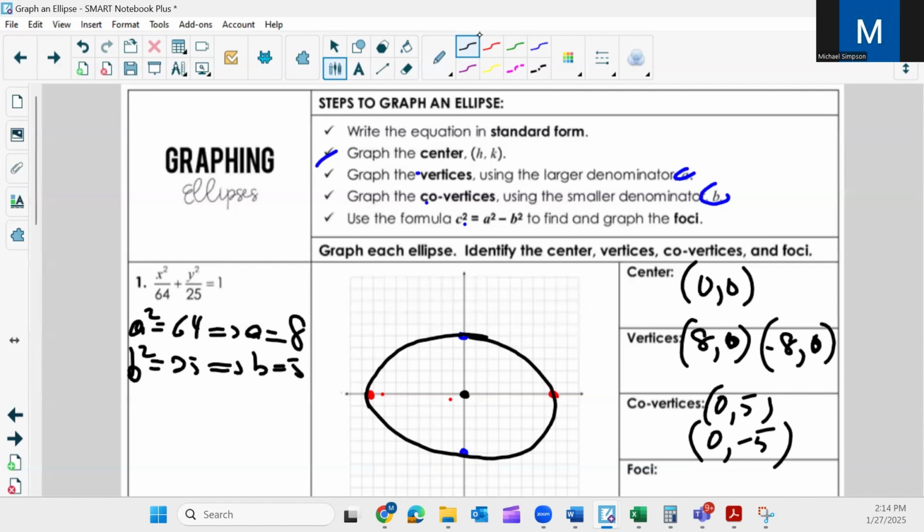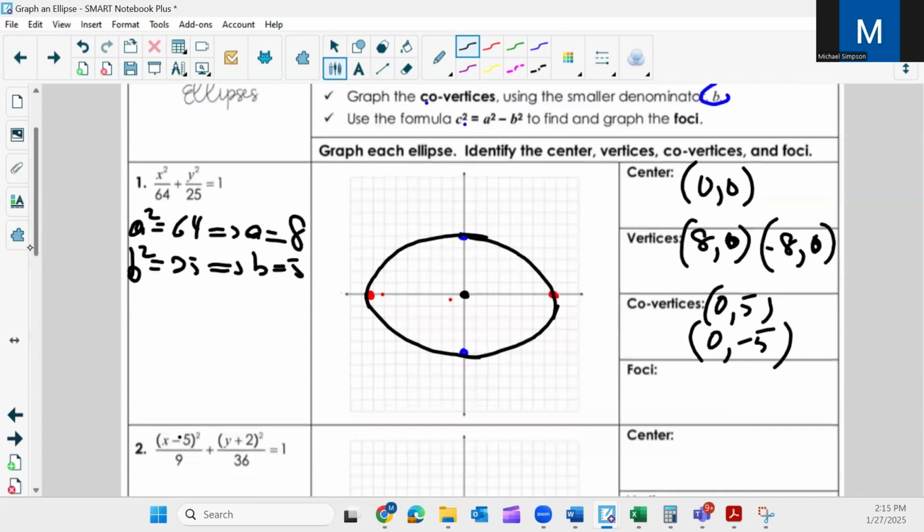All right. Good so far? Yes, sir. Go ahead. All right. The next thing we're going to find out is our foci. The formula for the foci is C squared is equal to A squared minus B squared, right? A squared minus B squared.